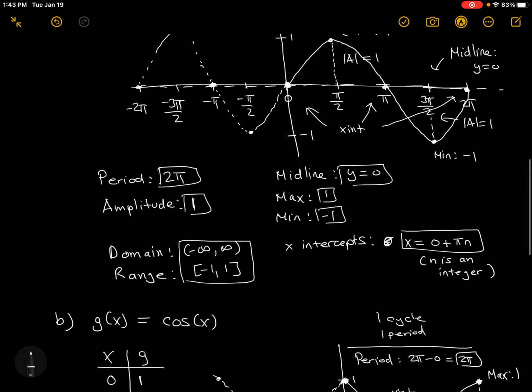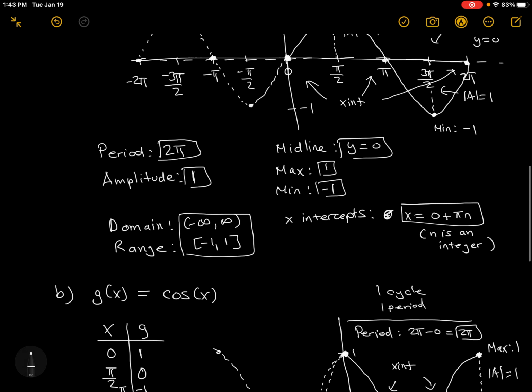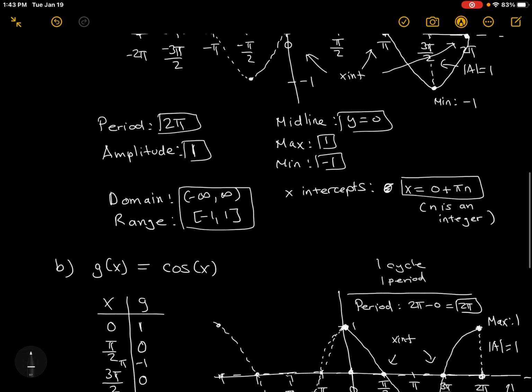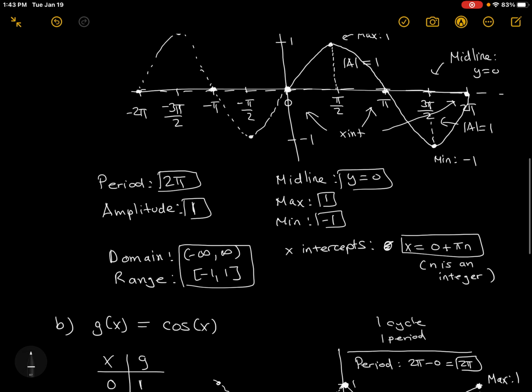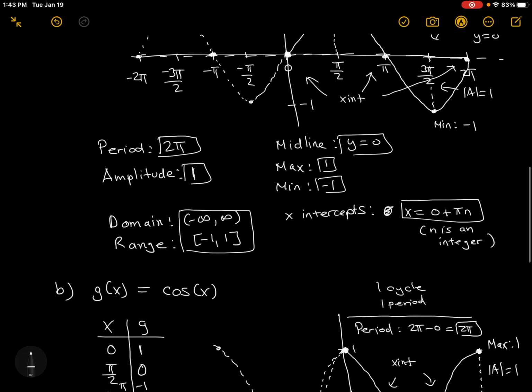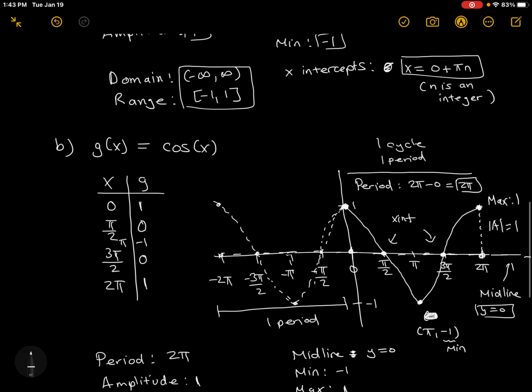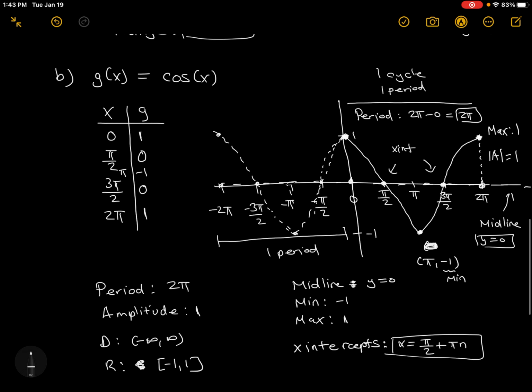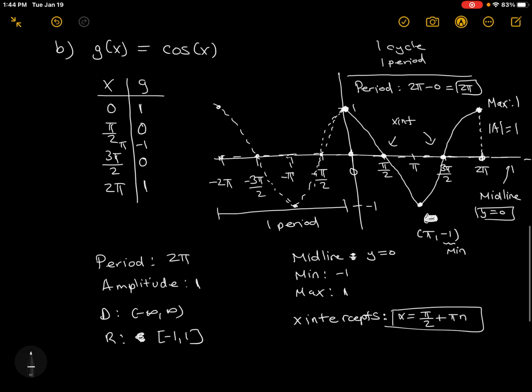Hopefully you can see if you study this sine graph versus this cosine graph, right, is that your cosine graph is basically your sine graph, right? It's almost the same graph, except it's shifted pi over 2 to the left, okay? So cosine is your sine shifted pi over 2 to the left.